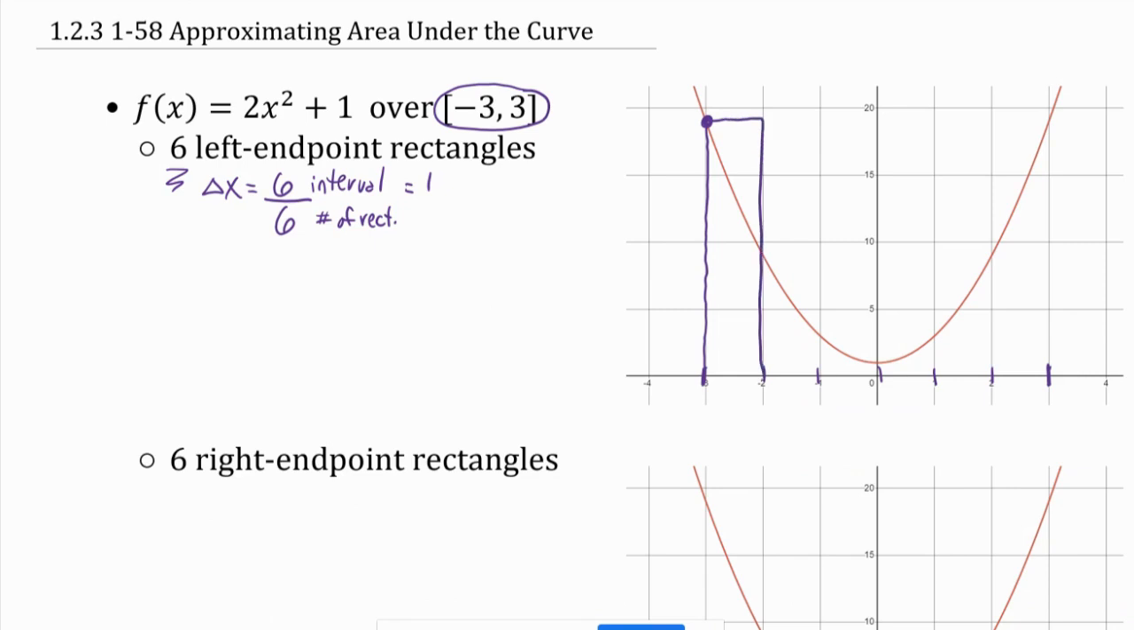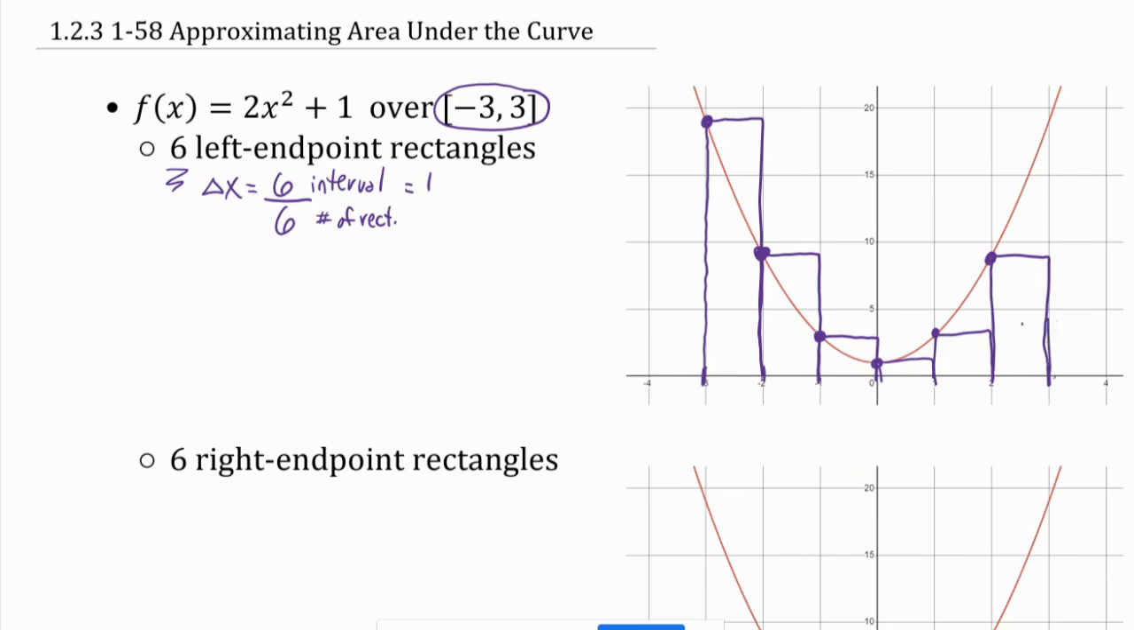And then I go to my next point, -2, and I go all the way up from the x-axis to the function, and then I create my next rectangle. And then I go from -1 and I go up to my function. There's my next rectangle. And then 1, 2. And then notice that at 3, we stop. First of all, we already have our 6 rectangles. 1, 2, 3, 4, 5, 6. We already have 6 of them.